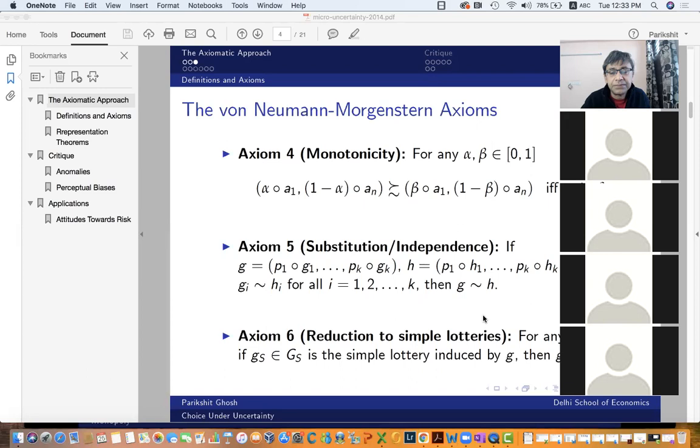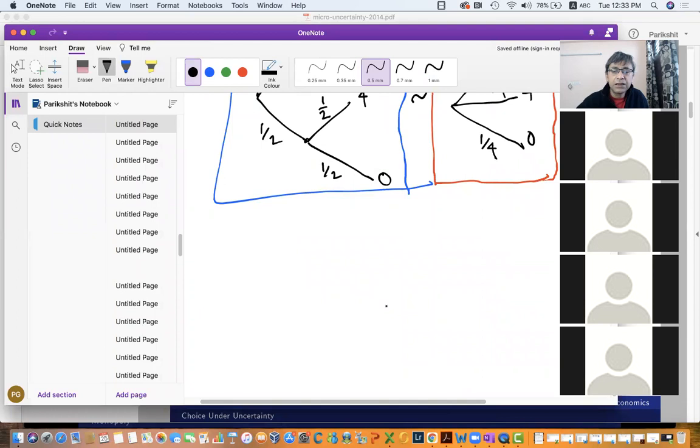Now, let's get to axiom 5. That's a key axiom. It's called the substitution or the independence axiom. There are multiple logically equivalent ways of stating it. This is a statement. Basically, what it's saying is the following. So I have some lottery, a compound lottery. Our possible outcomes are G1, G2, G3, let's say. Probabilities are P1, P2, P3.